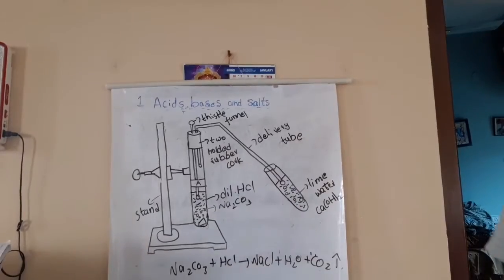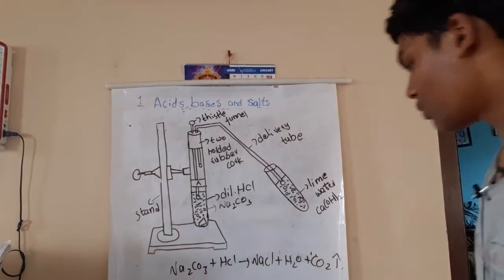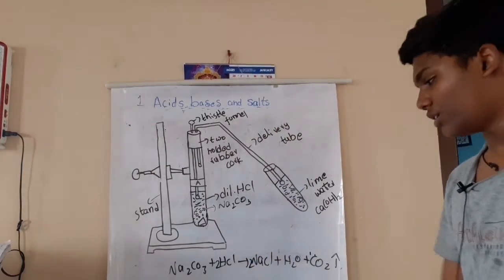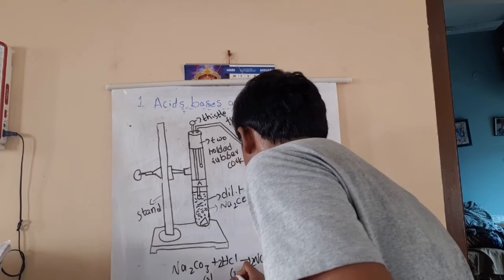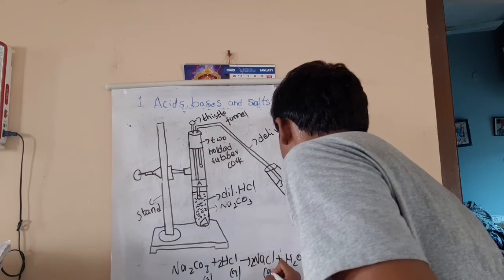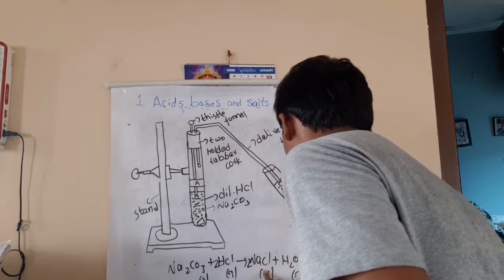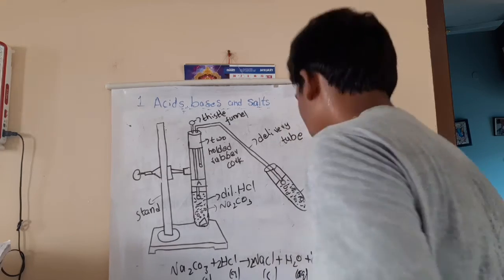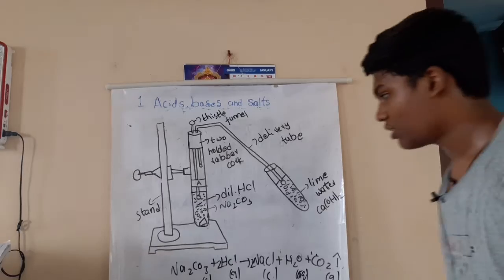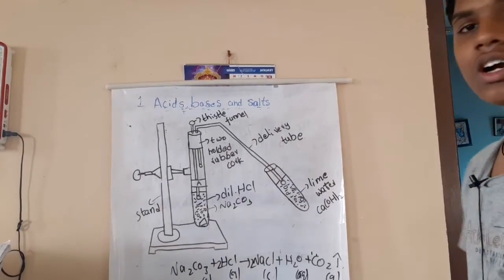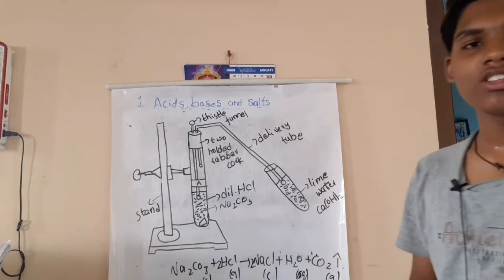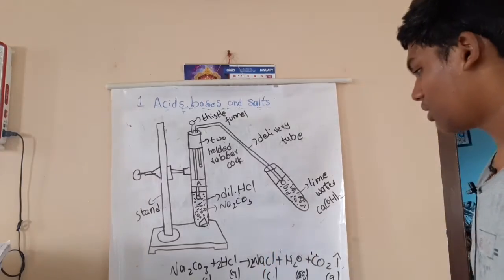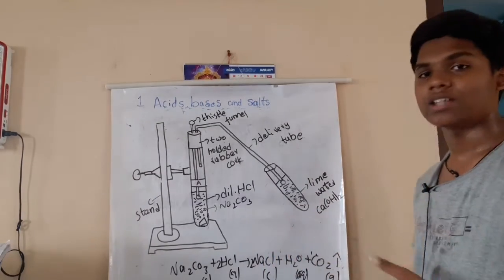This is the equation, which needs to be balanced. NaCl is solid, and the HCl is an aqueous solution. This is the equation which we conclude from this activity. So what we conclude is that acids react with metal carbonates to form salt, NaCl, water, and carbon dioxide gas is released.